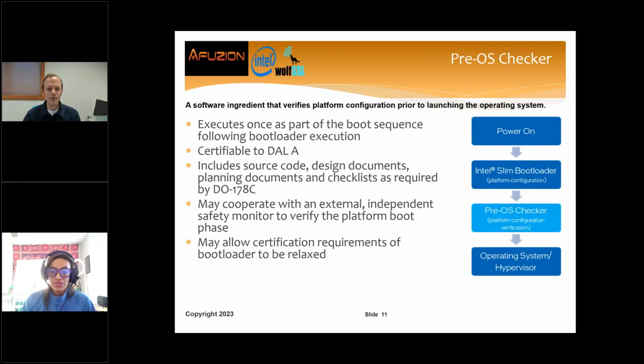The Pre-OS checker can work with an external safety monitor to validate the configuration of the silicon prior to the RTOS. If a failure is identified, the platform will move into a safe state and it will not be allowed to run. So to assist with DAL-A certification, we include data that is relevant to DO-178C. We would like to point out that this is certifiable to DAL-A, and for lower level certifications, the requirements may be relaxed. We provide everything needed to integrate it into the software stack and certification artifacts.